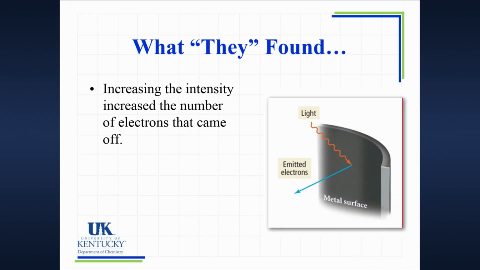What else did they find? The next thing that they found was if you could get them to come off, okay? So once they were able to be ejected, increasing the intensity would increase the number of electrons that came off. So if they could increase the intensity, which up to this point, what did that look like? Well, that would look like a higher amplitude in their mind. They're increasing the intensity, and that would cause more electrons to come off.